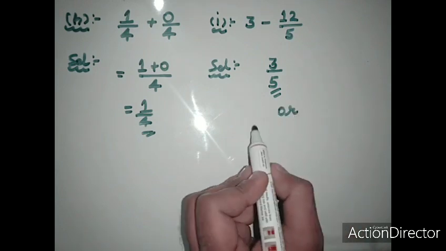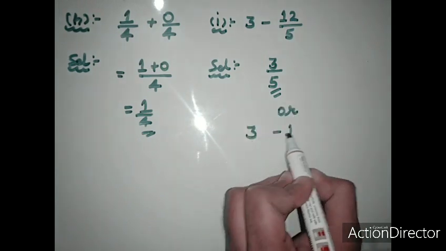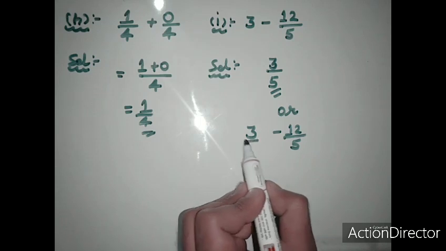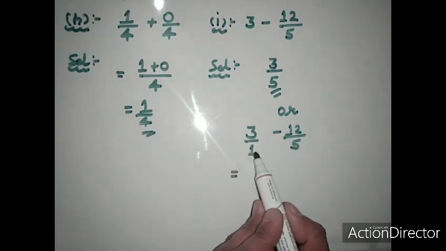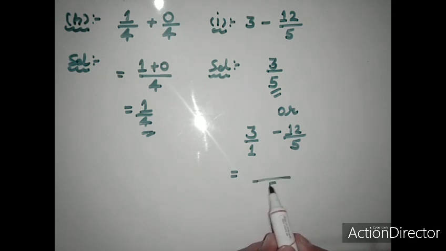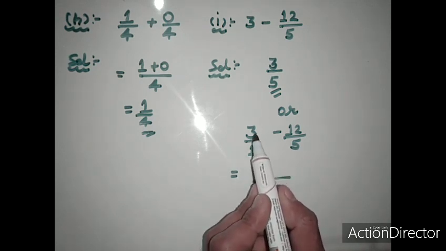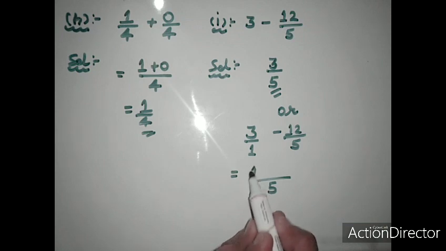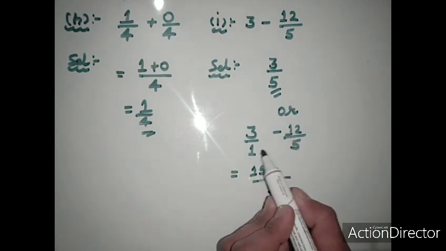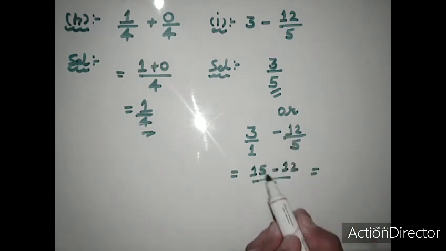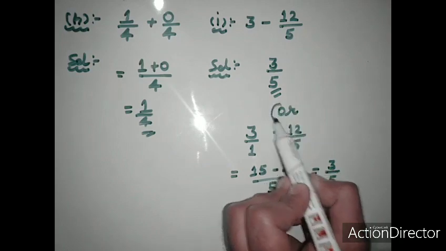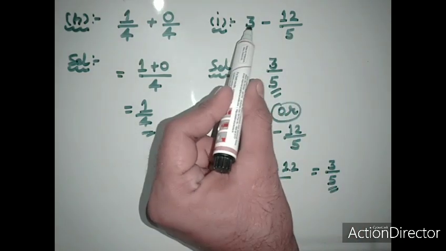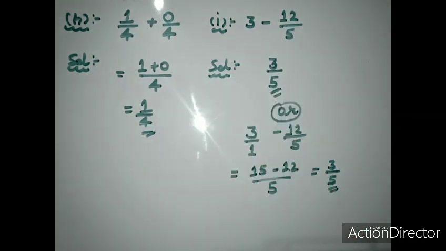Or when we use the long method here, we take 1 as a denominator with 3. So here we multiply 1 and 5. 1 5s are 5. Then 3 multiplied with 5, 3 5s are 15, minus 12 ones are 12. 15 minus 12 is 3 upon 5. So we get the same answer, right? So if we use this method, 5 3s are 15, 15 minus 12 is 3, 3 upon 5.